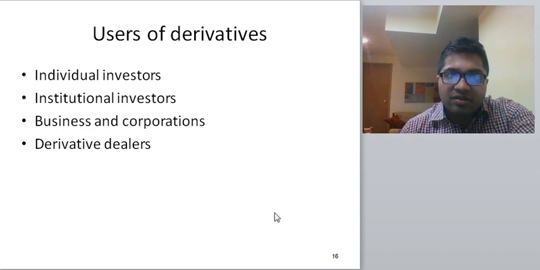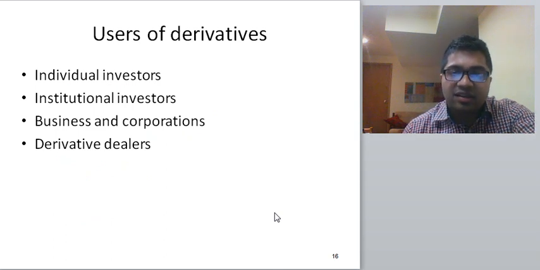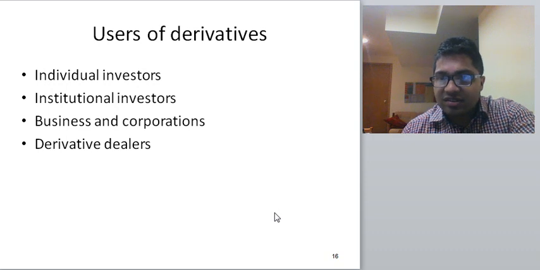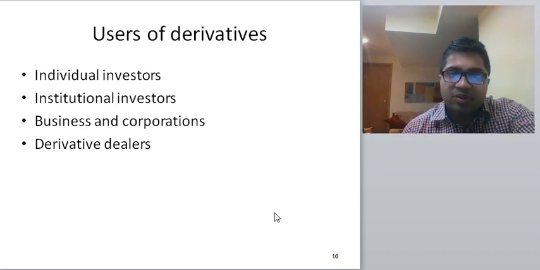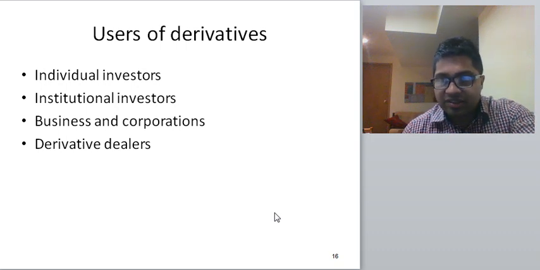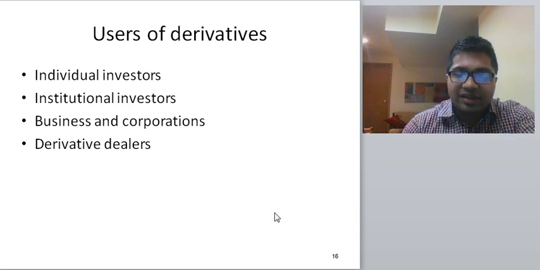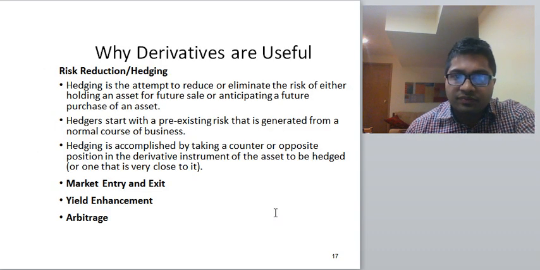Uses of derivatives. So there can be different users. Individual investors. So small retail investors can speculate on derivatives. There can be institutional investors like pension funds and mutual funds and hedge funds. There can be businesses and corporations who buy currency derivatives or interest rate derivatives because they're covering their risk, or there can be derivative dealers.